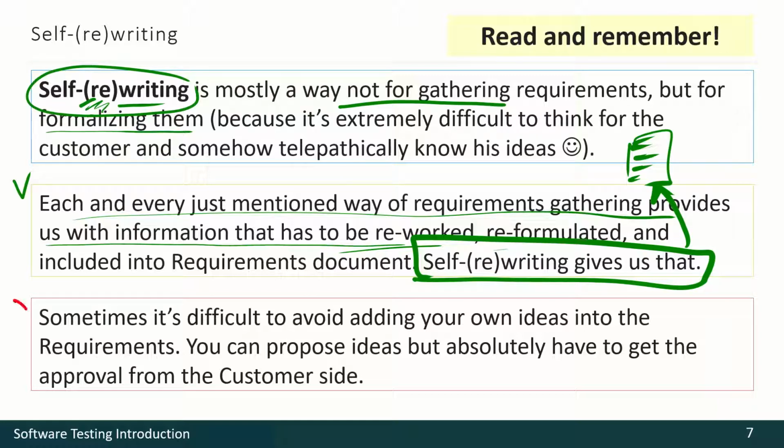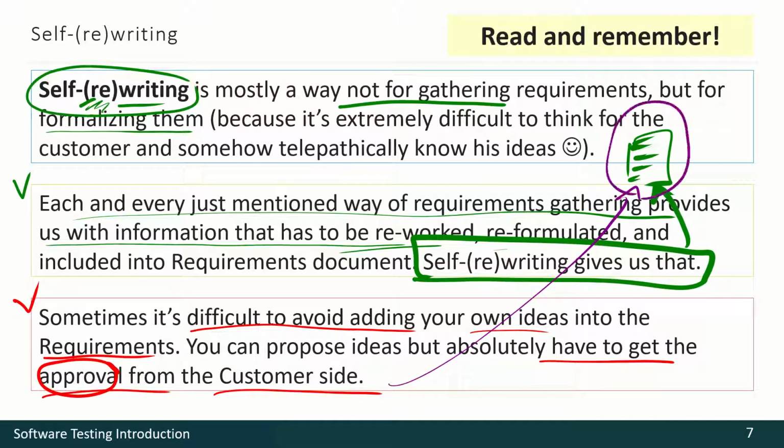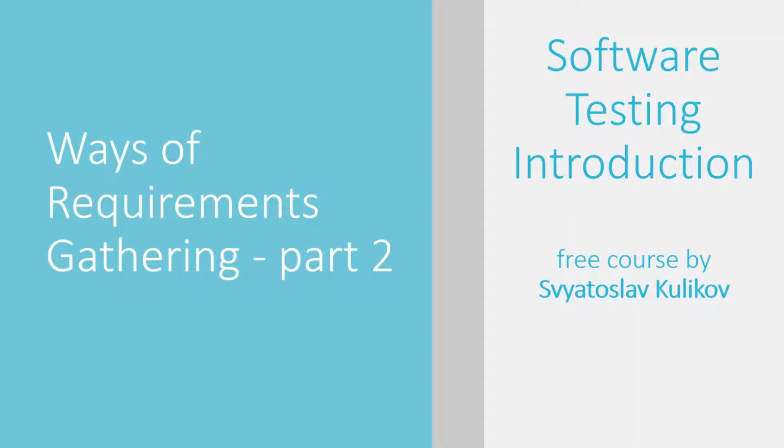But we have to remember that sometimes it's really difficult to stop your own ideas and to avoid adding these own ideas, your own thoughts into requirements. So to avoid such a situation, we absolutely have to get the feedback from the customer, because what we are creating here, it's only our idea. It's not really the final idea. Final approval always comes from the customer.